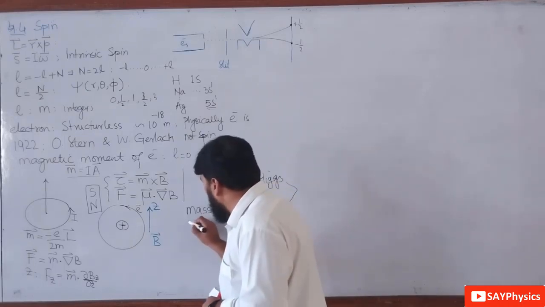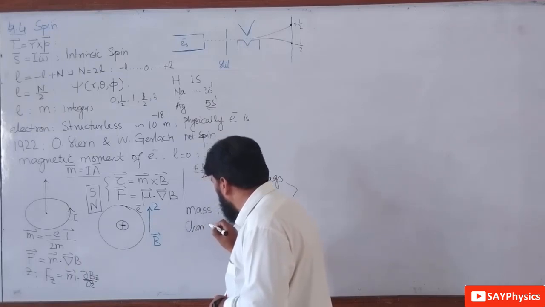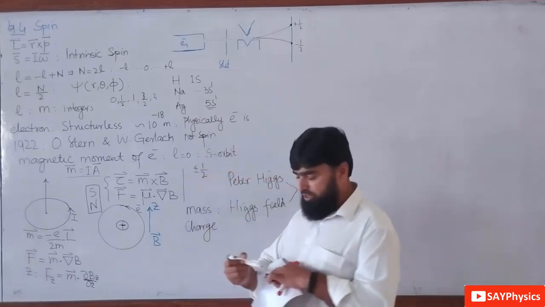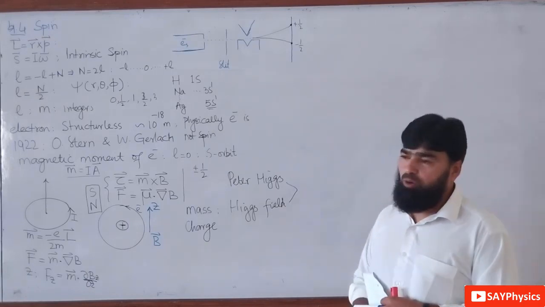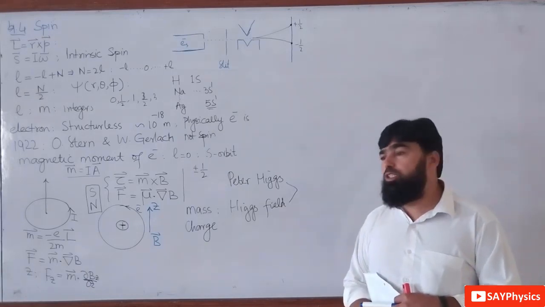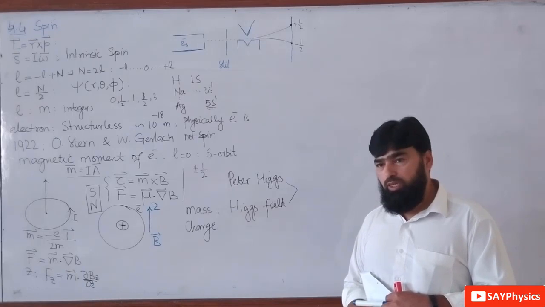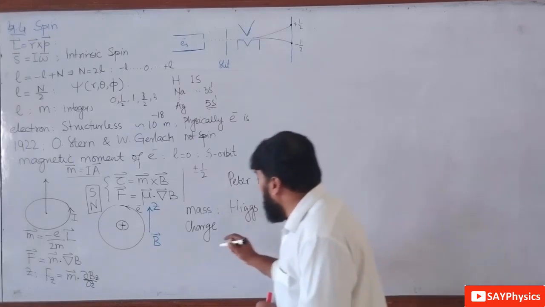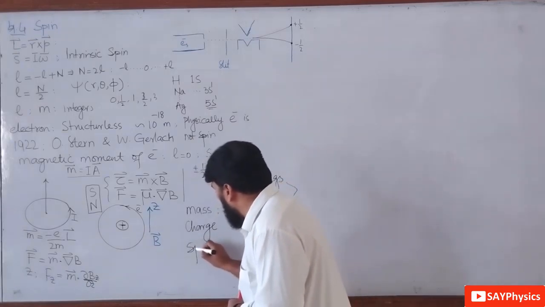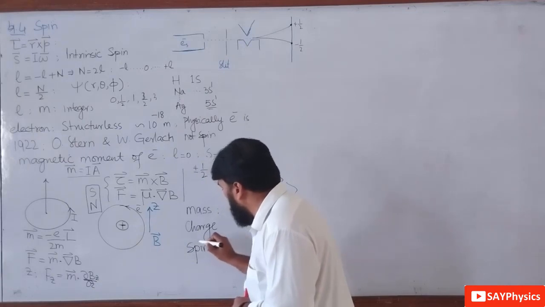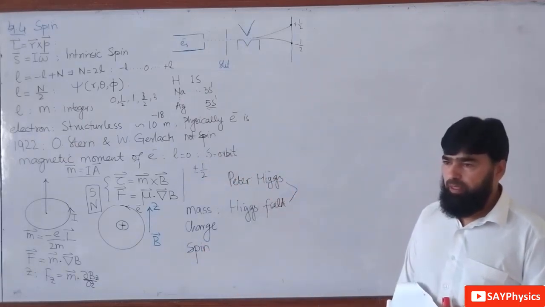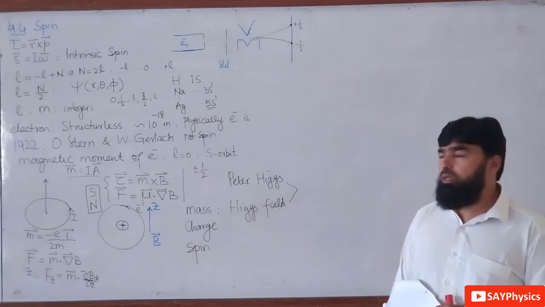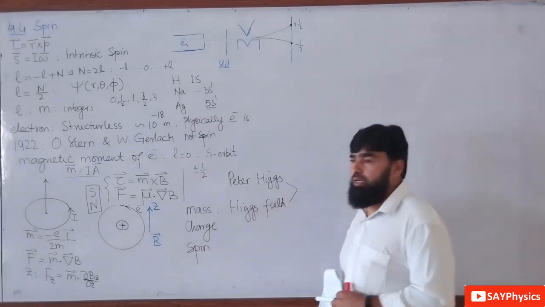And the other is charge. Charge of the electron is also its intrinsic property. We don't know the reasons behind this one. It is an intrinsic property. And the third property of the particle we are putting in is the spin. Spin is an intrinsic property of the elementary particle.